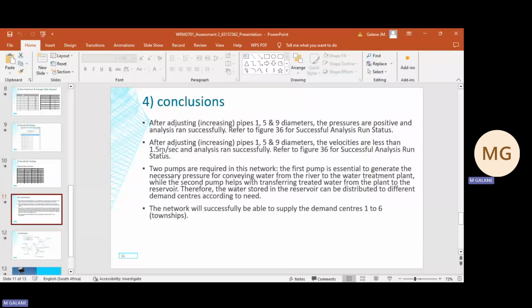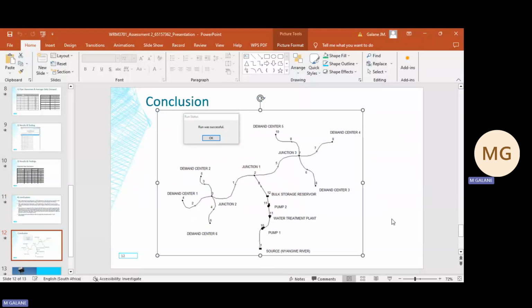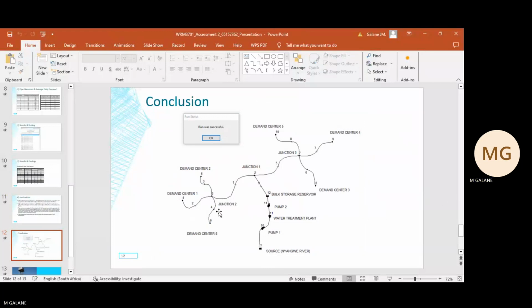And the network ran very successfully, and therefore the network will be able to supply water to different demand centers from 1 up until 6. And in conclusion, that is a screenshot of a network that ran successfully.